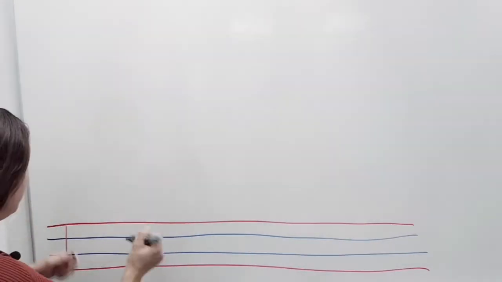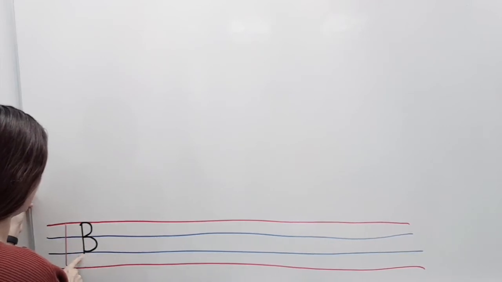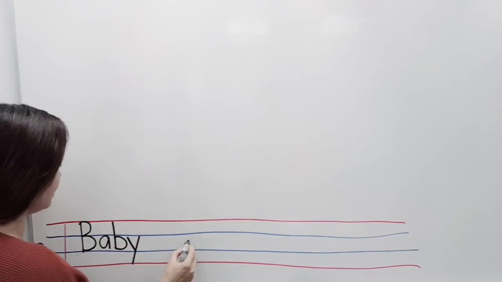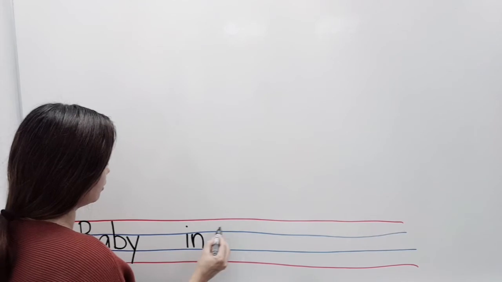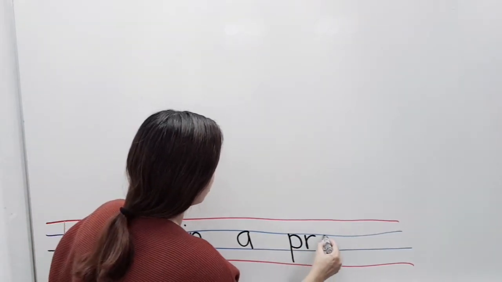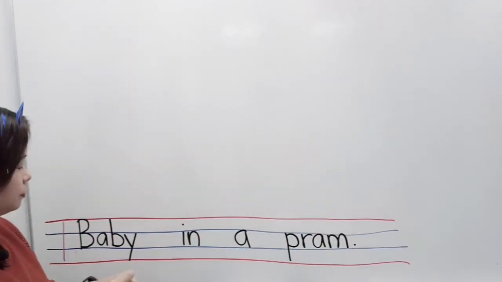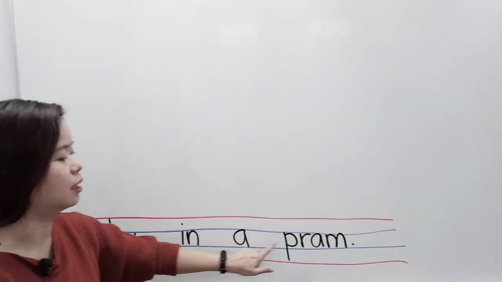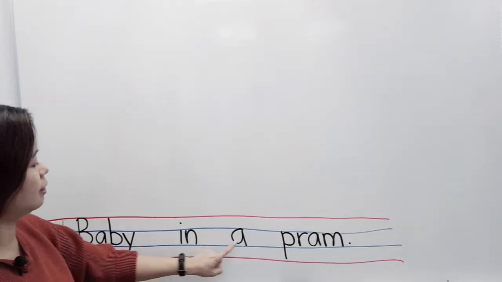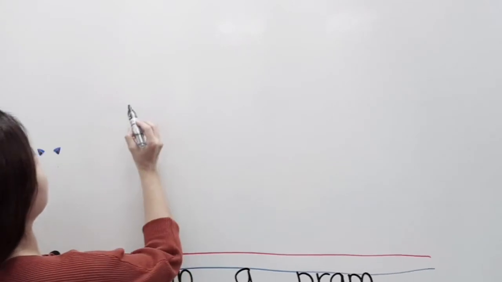So we are going to be writing. B. Oops, this is too long. Baby, B A B Y. In a pram, P R A M, pram. Full stop. Baby in a pram. Let us read one more time. Baby in a pram. So we are going to draw a baby pram.